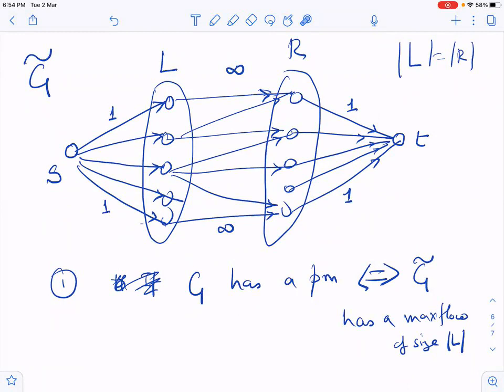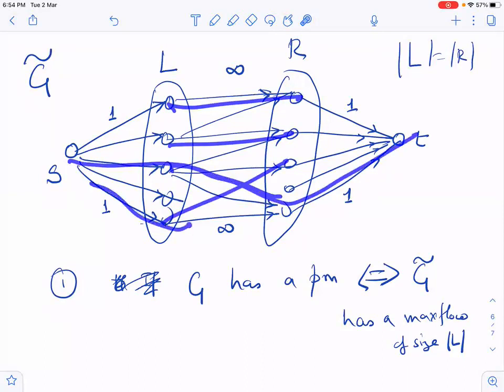The other direction is that if I have a perfect matching, then every vertex in L has a mapping to a unique element of R, right? So I can pass one unit of flow through that edge.